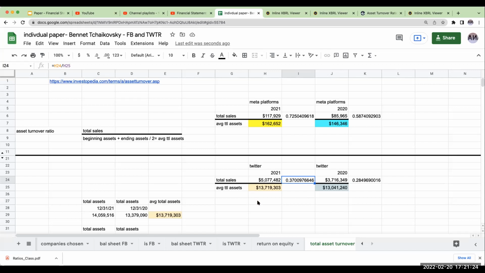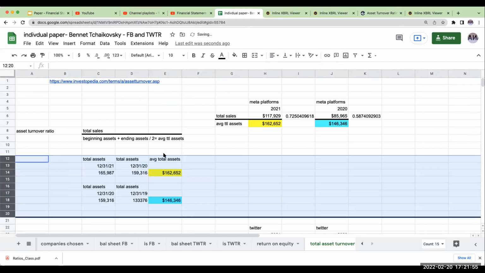But as we look at this, comparing Facebook to Twitter, Meta Platforms, or Facebook, has a higher asset turnover ratio. And therefore Meta Platforms appears to be more effectively using its assets to generate revenue. That's what I would conclude by looking at these two ratios.